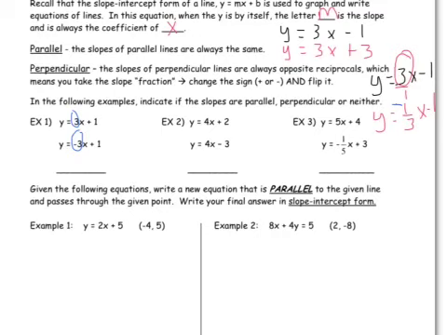So they're not parallel. If they were perpendicular, we would have to see opposite. So they are opposites, one's positive, one's negative, but then the fraction has to be flipped. So if I make the top one a fraction of 3 over 1, in order for it to be perpendicular, it would have to be the opposite reciprocal. So we would flip it and change it from a positive to a negative. So we should see that as the slope, and we do not. So this one is neither.